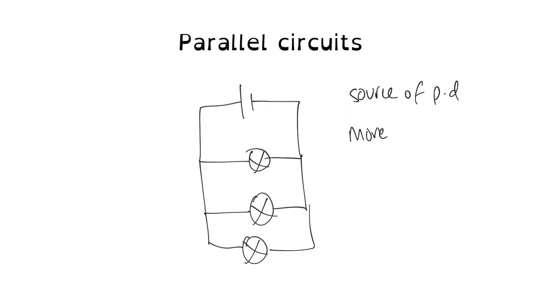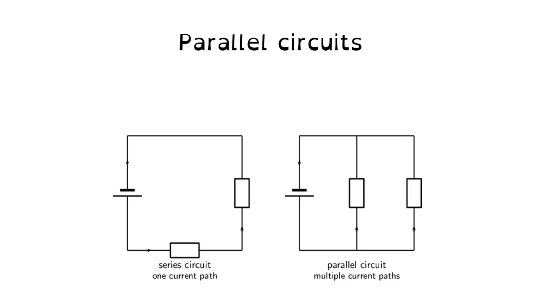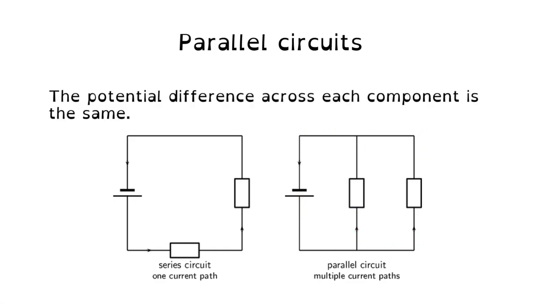Let's take a look at the difference then between a parallel circuit and a series circuit. So these are 2 different circuits side by side. Here's our series one with 1 loop, and here's our parallel one with more than 1 loop. The first difference is that in a parallel circuit, the potential difference across each component is the same. So what do we mean by this?